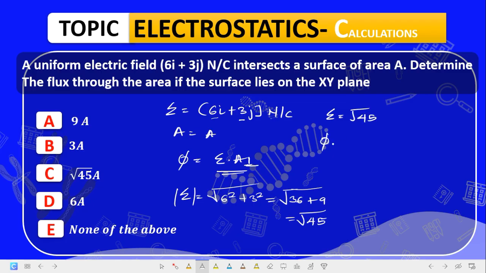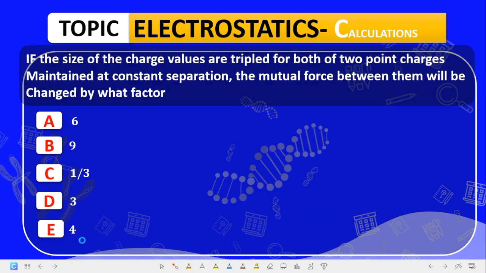So substituting in here, our electric field intensity is root 45, times the area perpendicular, which was given as A. No numerical value was given for that. So our electric flux is root of 45A. And that is option C, the correct answer. Let's go to the next question.